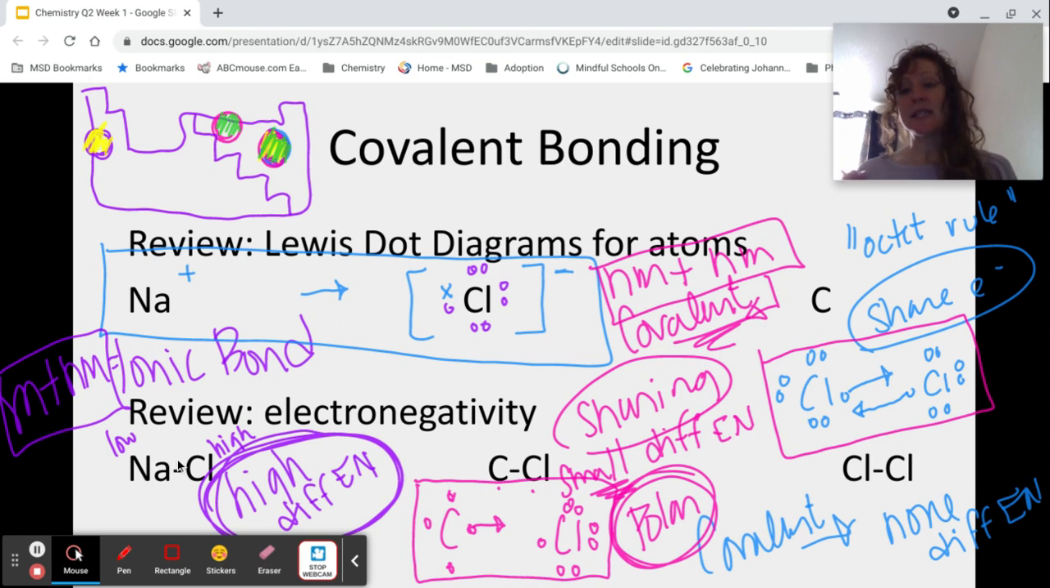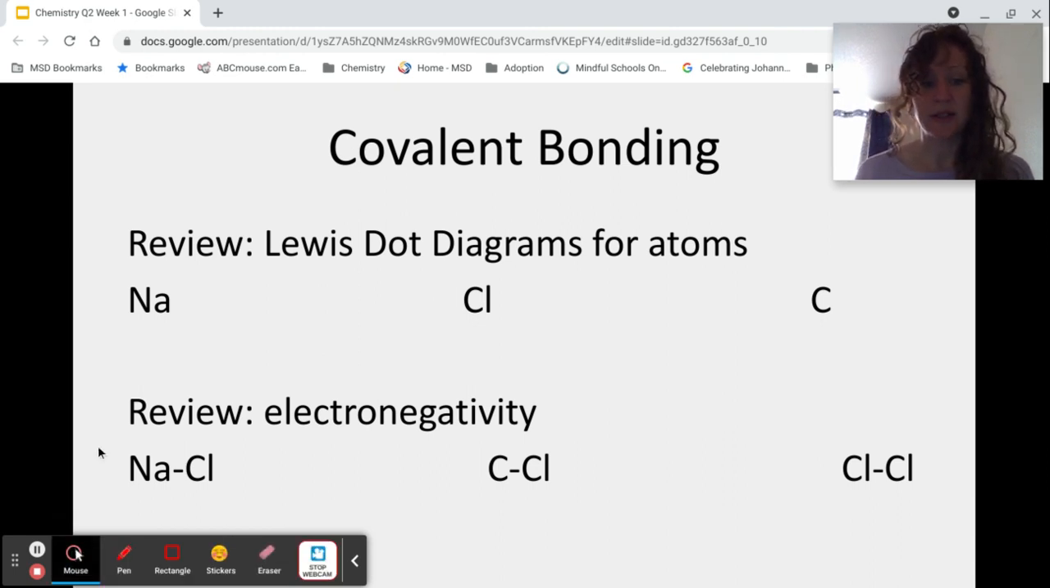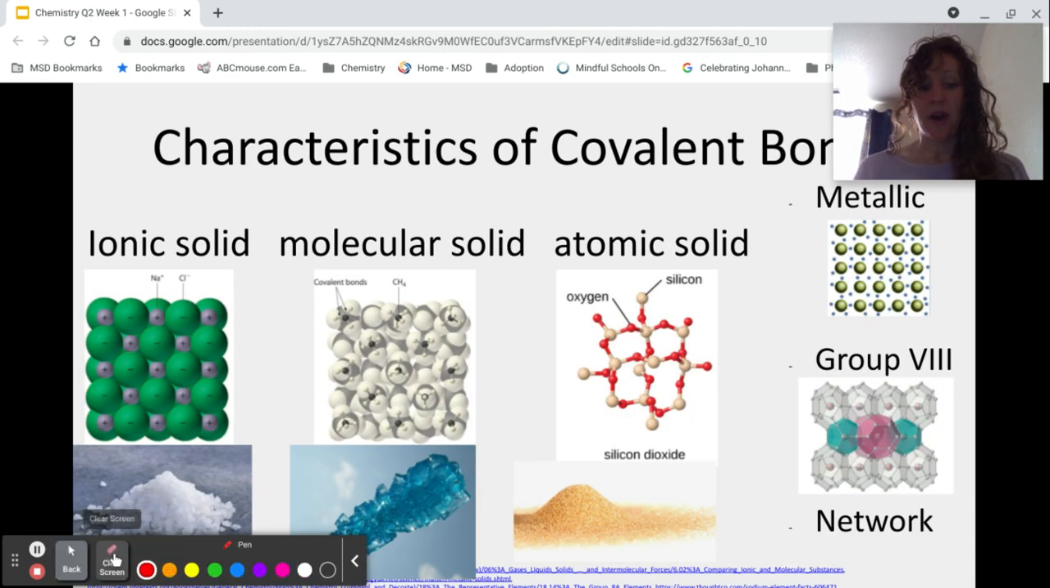Okay, now this leads us to a lot of different properties. We have talked about the different properties of metals and the different properties of ionic bonds. So now let's come full circle and talk about the different properties of covalent bonds. So what kind of properties does this lead us to? All right, so we have talked about a couple of these before.